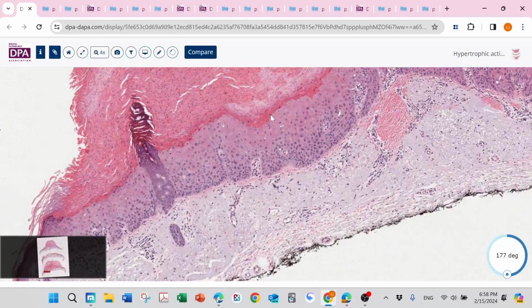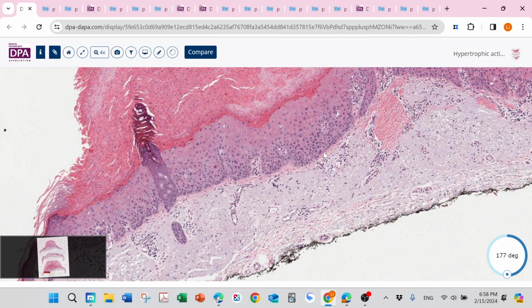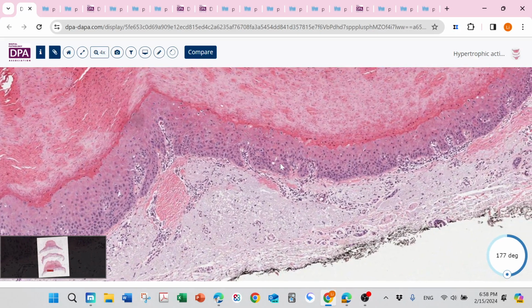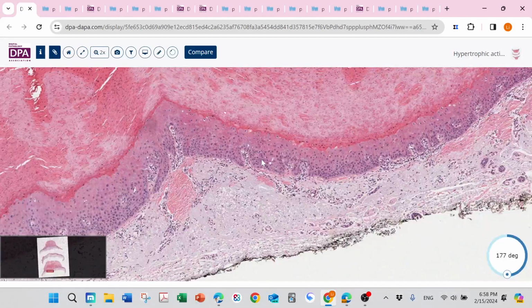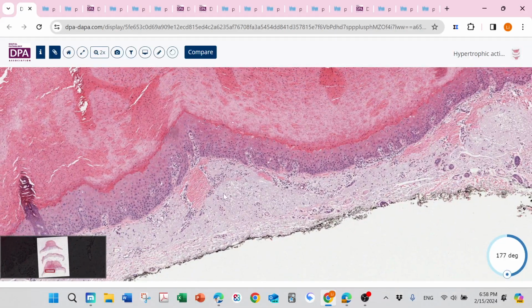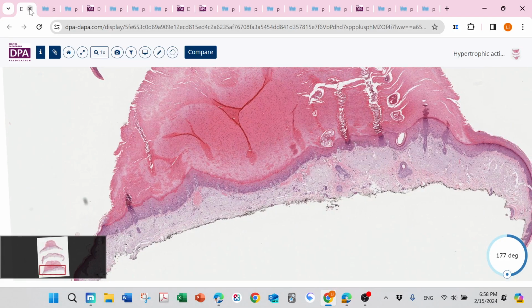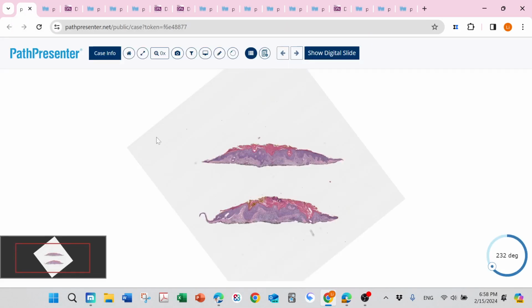So if you can see atypia at the bottom, acanthosis of the epidermis, nice flag sign, this is hypertrophic actinic keratosis, and really nice sun damaged dermis, solar elastosis here. So this is hypertrophic actinic keratosis. Next case.